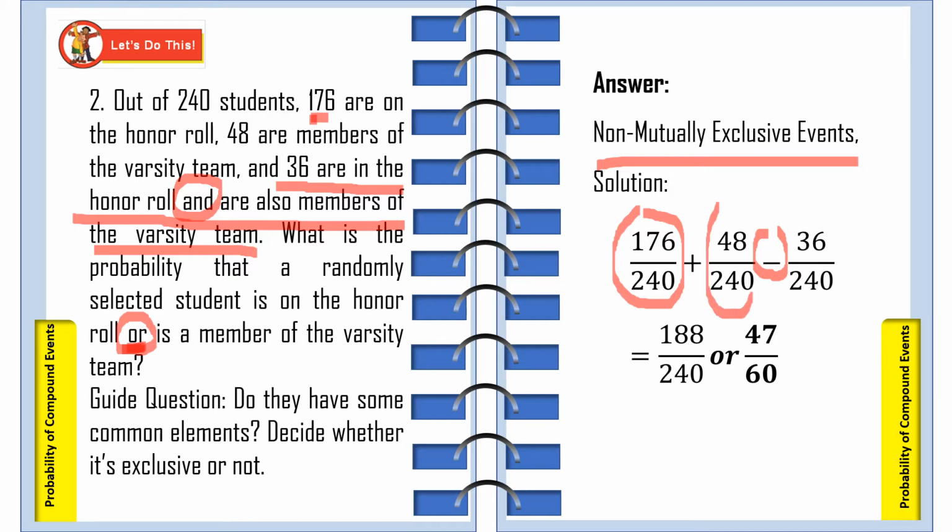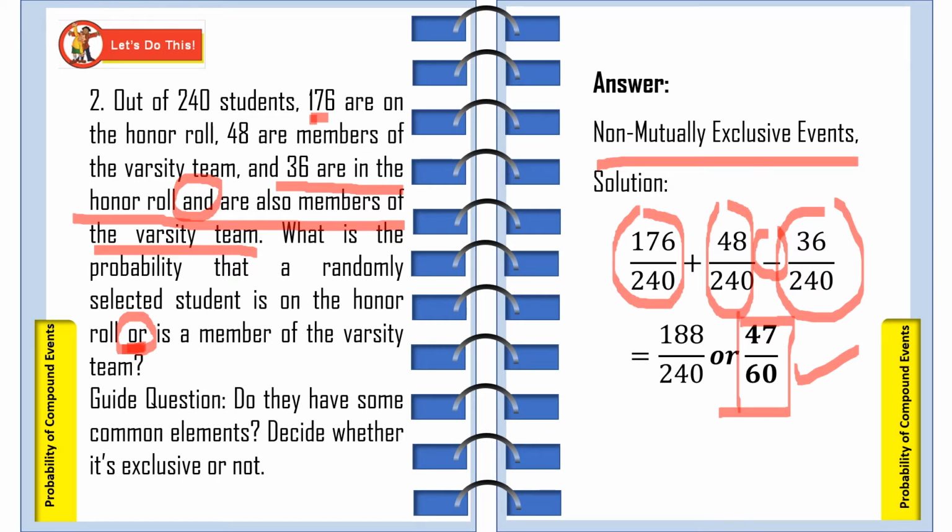48 over 240 kasi we have 48 students na member ng varsity team minus ito na yung intersection kasi we have 36 students na honor roll and also member of the varsity team kaya i-subtract natin siya. Napakadali, we have similar fractions, so we just add and subtract the numerator. So 176 plus 48 minus 36 is equal to 188 all over 240, and then you get the lowest terms. Our final answer is 47 over 60.